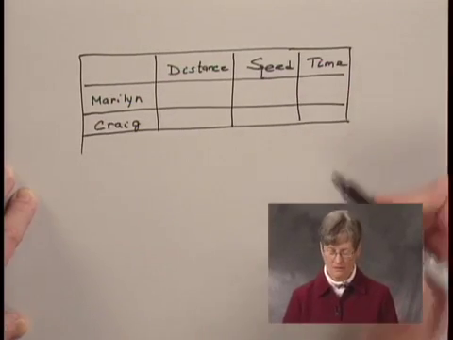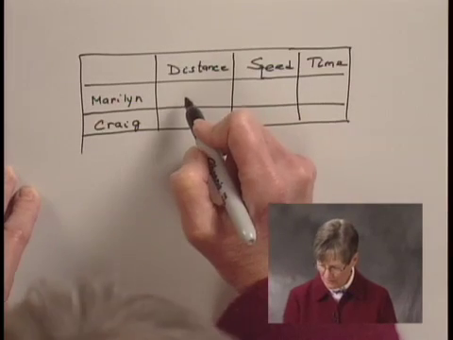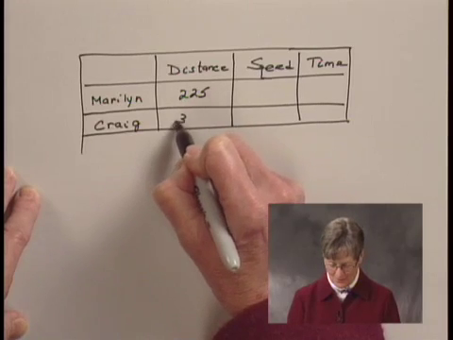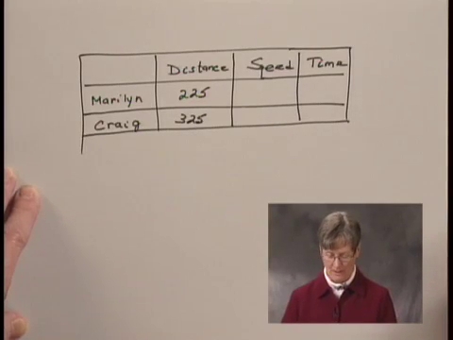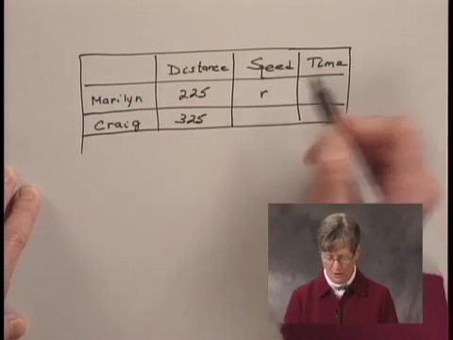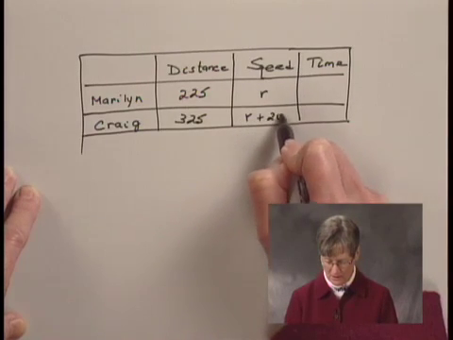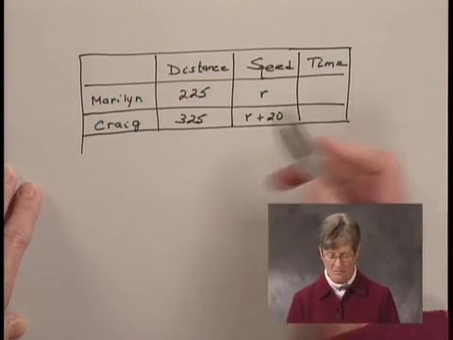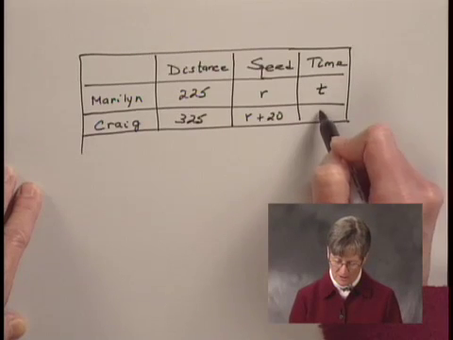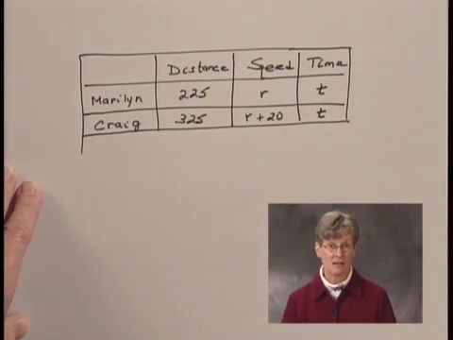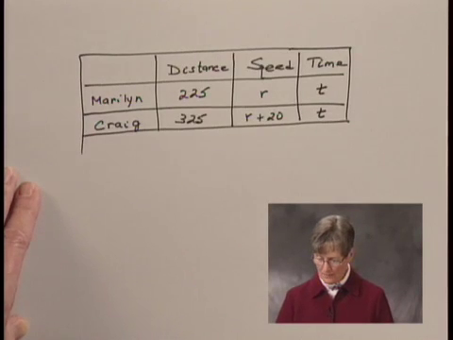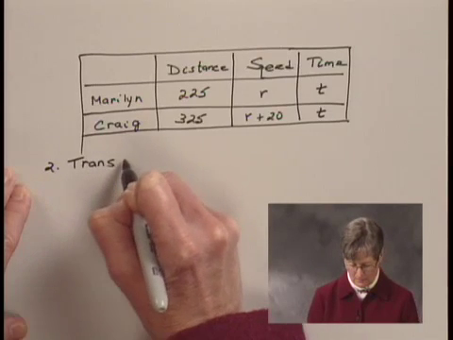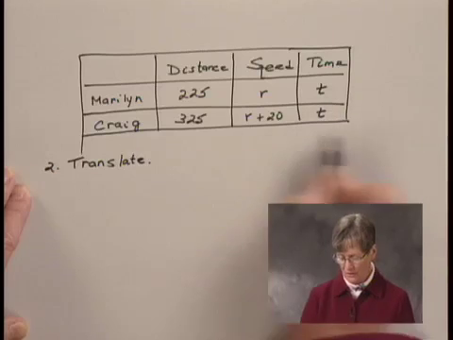Now, we're told that Marilyn travels 225 kilometers in the same time that Craig travels 325 kilometers. We just assigned the variable R to Marilyn's speed and R plus 20 to Craig's speed. And they do this traveling in the same amount of time, so we can represent each time by the letter T because the times are the same. Now, to translate to an equation, we'll use these two rows of the table.